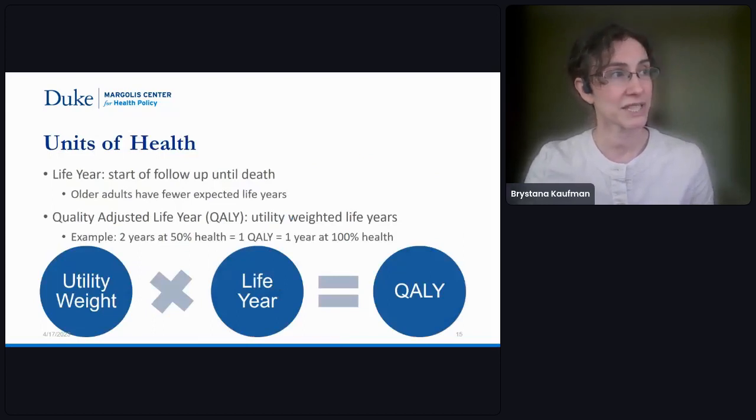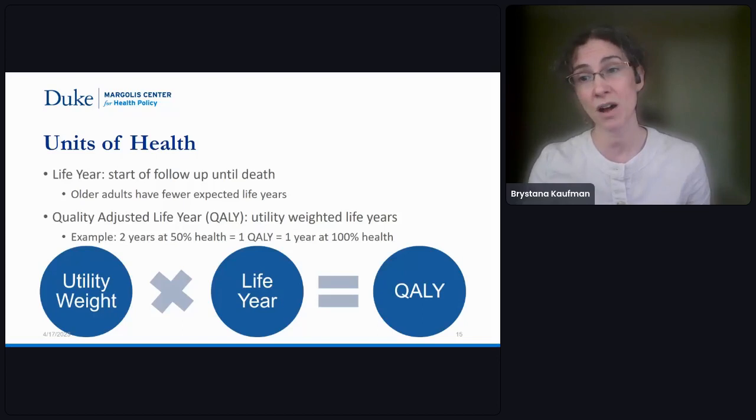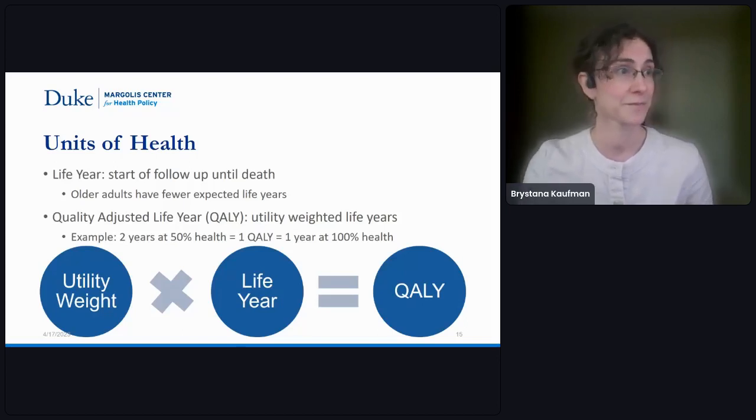And so we can use that utility weight and multiply that by the number of years up until death. And when you multiply those together, that is the formula for the quality adjusted life year. And this is the most common outcome or measure of health benefits that we see used in cost effectiveness analysis.